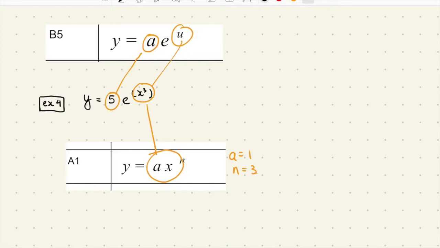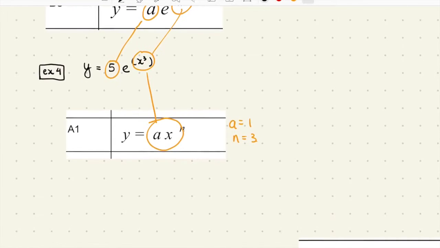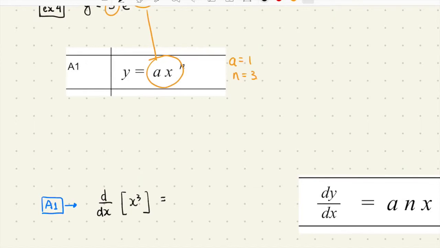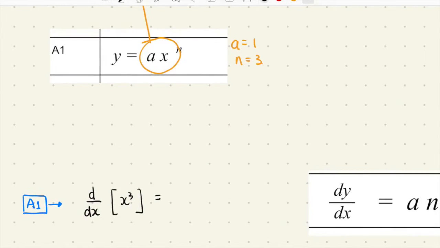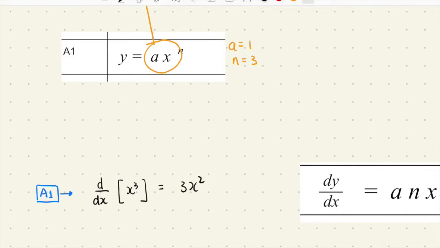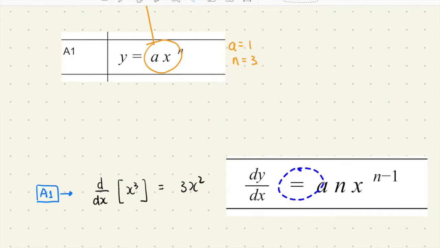Now that we know we must use formula B5 and A1, which one must you use first? B5, of course. No, A1. We do from the inside. We must use formula A1. d/dx of x cubed, very simple, is 3x squared. You already remember the formula: dy dx is equal to a n x power n minus 1. A is 1, n is 3, which means n minus 1 is 2. So the power decreased by 1, 3x squared.